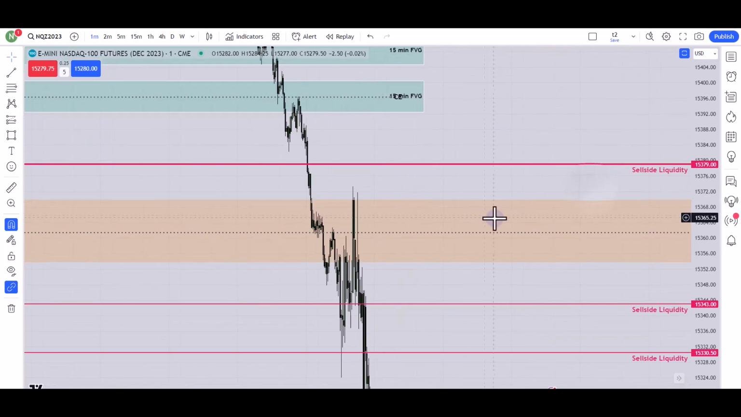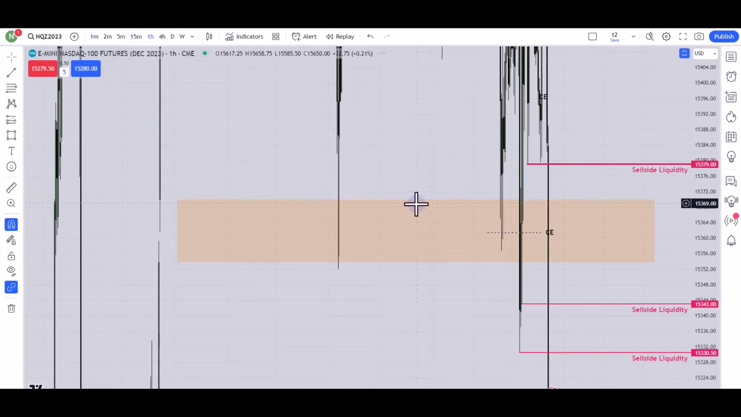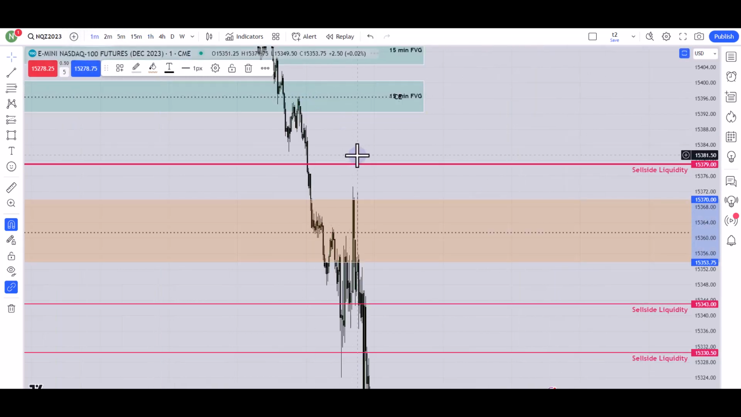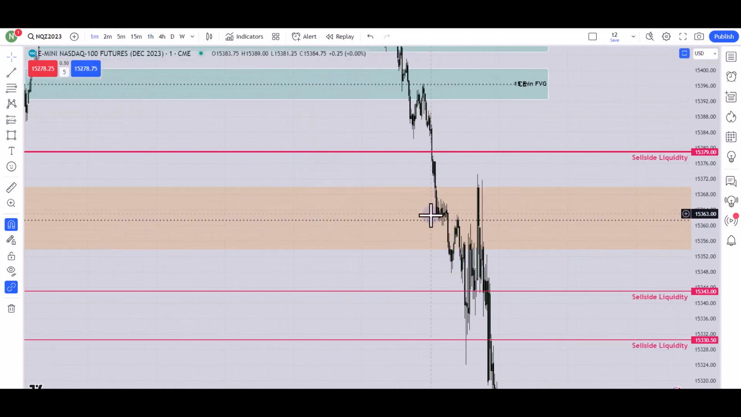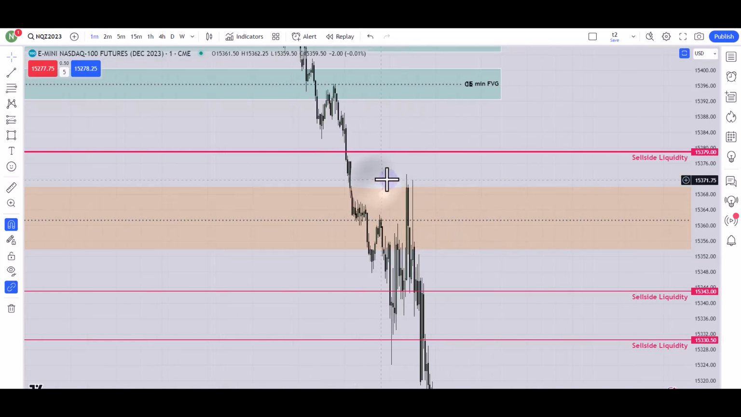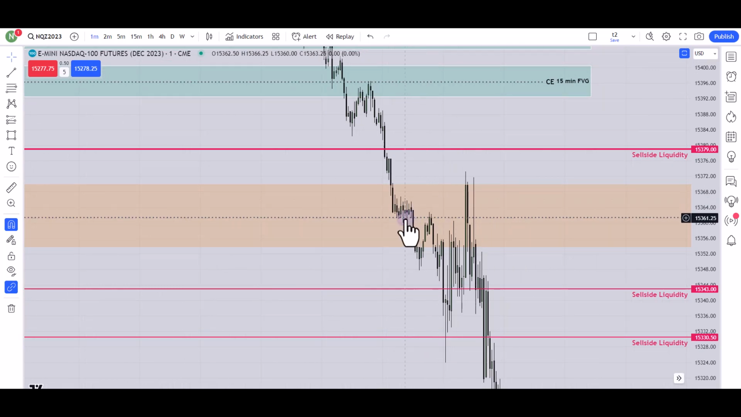And this is actually, if you remember, I will go to the hourly chart. This is the volume imbalance from the hourly chart. This is the consequent encroachment. So it came to the volume imbalance and started to respect the consequent encroachment. This is also before the 9:30 opening, but inside the 8:30 opening, I was expecting a bullish market structure shift, but instead of that, it actually broke this volume imbalance.